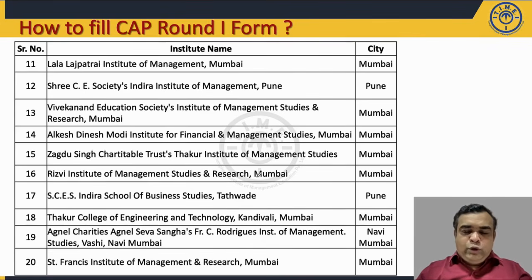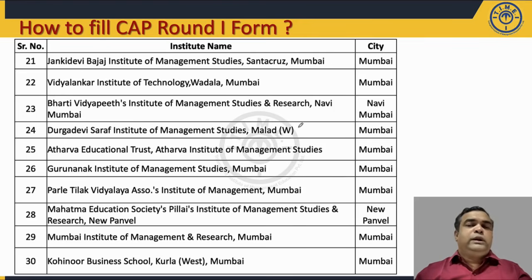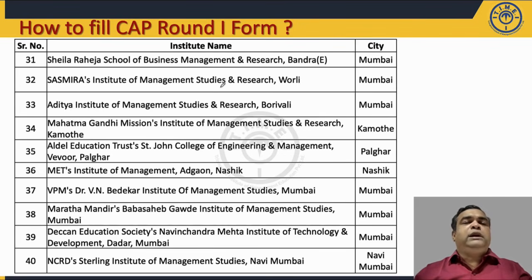So these are the colleges 11 to 20. These are the colleges 21 to 30. I'm not going through the names of the colleges, and these are 31 to 40. So you can pause the video and go through the list. At the same time, you can refer to that document which is mentioned.